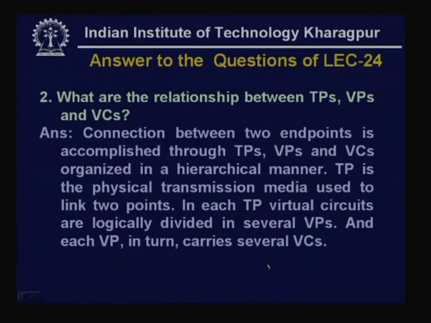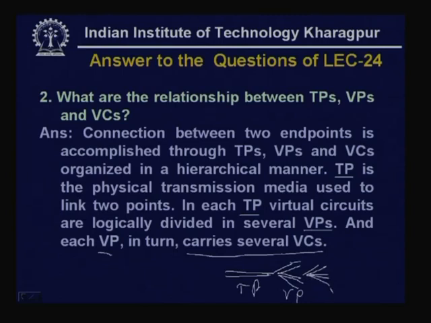Second question was, what is the relationship between TPs, VPs and VCs? The connection between two endpoints is accomplished with the help of transmission paths, virtual paths and virtual circuits organized in a hierarchical manner. As we know, the transmission path is the physical transmission media. Usually, in case of ATM, it is optical fiber used to link 2 points, and in each transmission path virtual circuits are logically divided into separate virtual paths, and each virtual path in turn carries several virtual circuits. So, it is a hierarchy. Each transmission path will have several virtual paths. This is your VP, this is your TP, and each virtual path will have several virtual circuits. This is your VC.